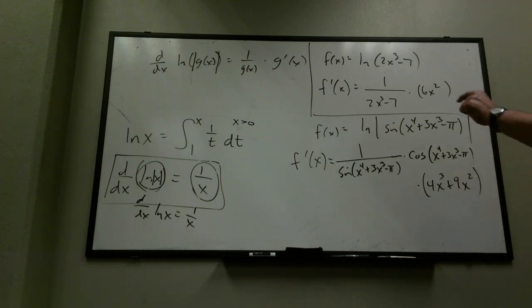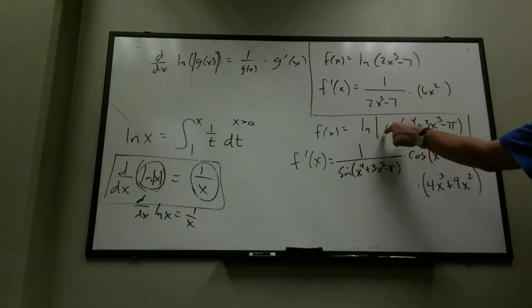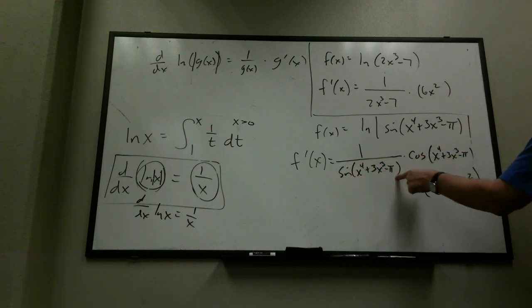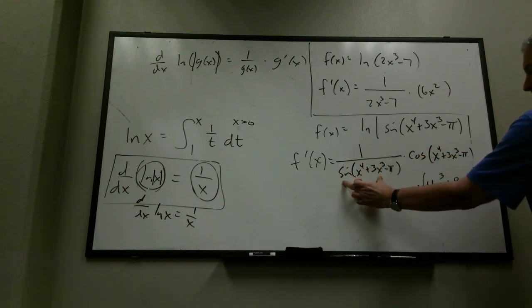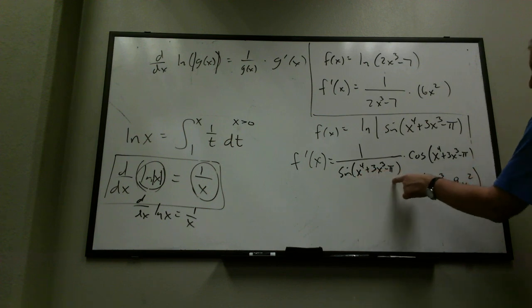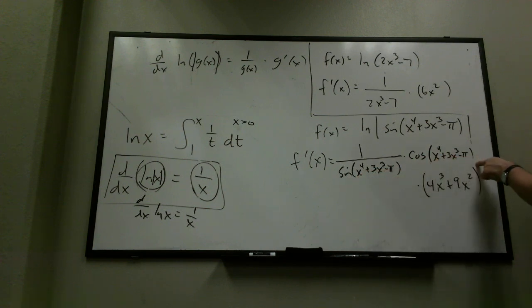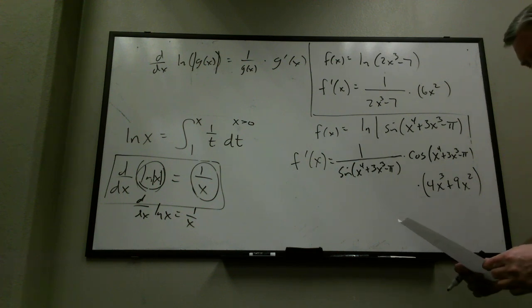So let me check my work here. The derivative of natural log absolute value of stuff is 1 over the stuff times the derivative of the stuff. The derivative of sine of the new stuff is cosine of new stuff times the derivative of the new stuff. And there we go. So there's the derivative of that.